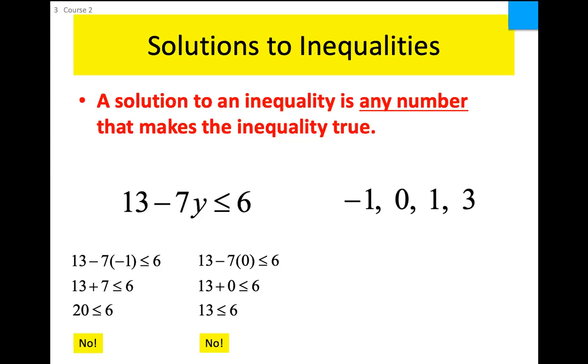What happens when we throw a 1 in though? Yeah. Right. Well, we don't know if it's true or false. Let's see. -7 times 1 is -7. Negative times positive is negative. 13 minus 7 is 6. Is 6 less than 6? No. But it's equal to.